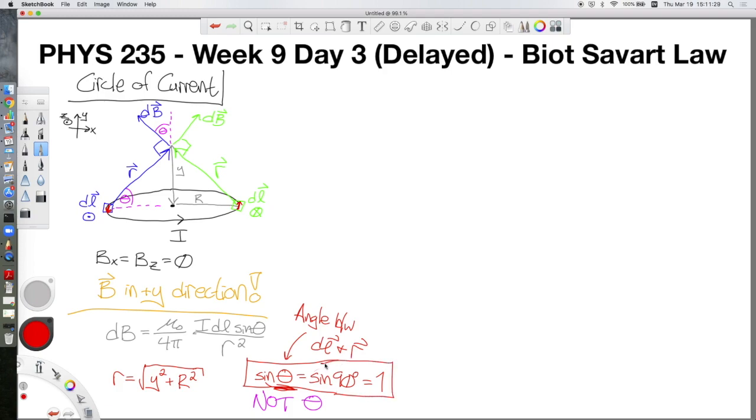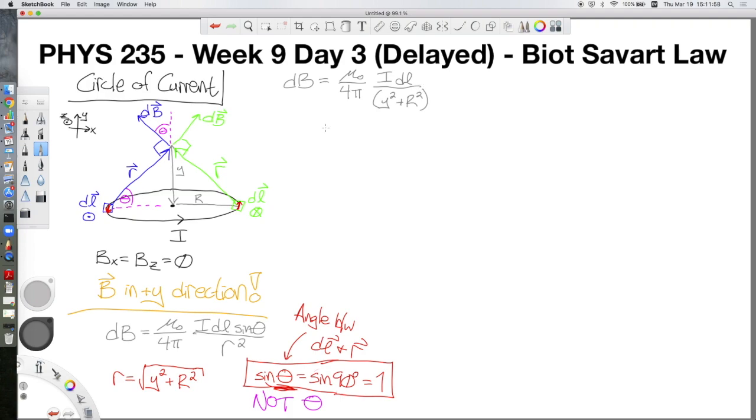So let me rewrite my expression for dB here a second. So dB is now mu naught over 4 pi times I times dl, which we haven't figured out what to do with. Sine of theta is just 1 over y squared plus r squared, where the square root disappears because we squared our r value.